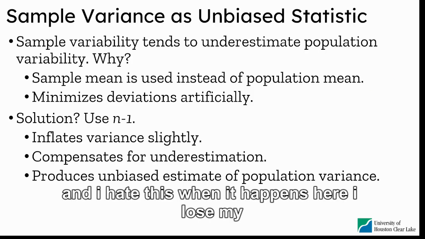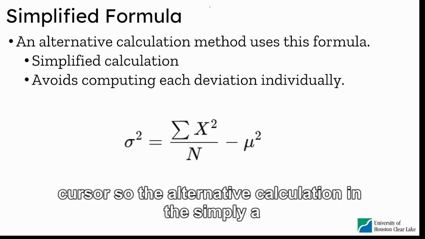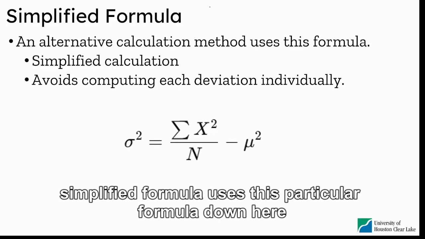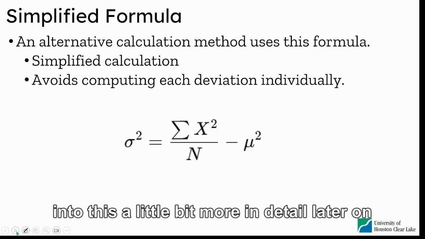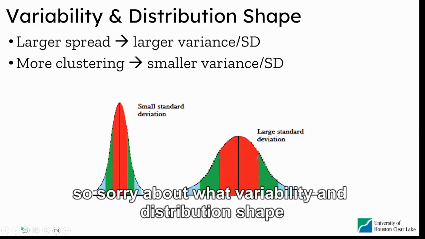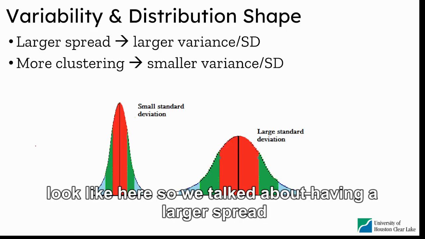And I hate this when it happens here. I lose my cursor. So the alternative calculation in the simplified formula uses this particular formula down here. It avoids computing each deviation individually, and we're going to go into this a little more in detail later on. So let's talk about what variability and distribution shape look like here.